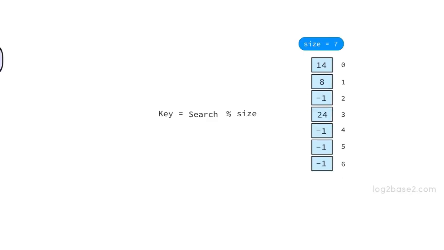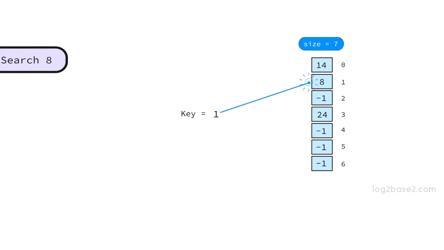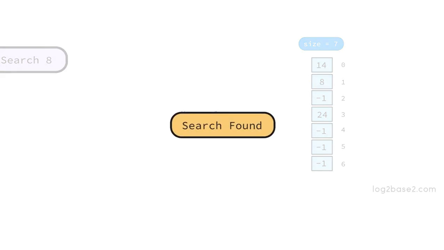Now let us understand how search can be performed. We can perform the modulo size operation on the element to be searched and we will get a key. Then we can go and check there. And if it is there, it is present, and otherwise it is not. For example, let us search for element 8. So key is equal to 8 mod 7, which is equal to 1. So go and check here and we have 8. So the search is found.